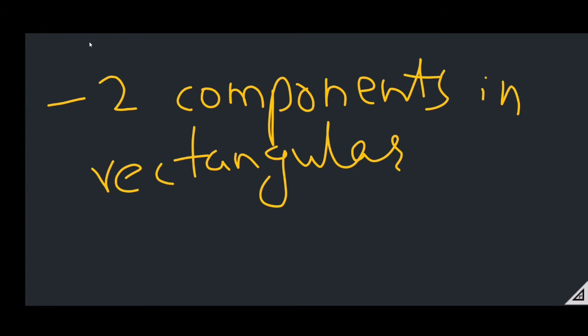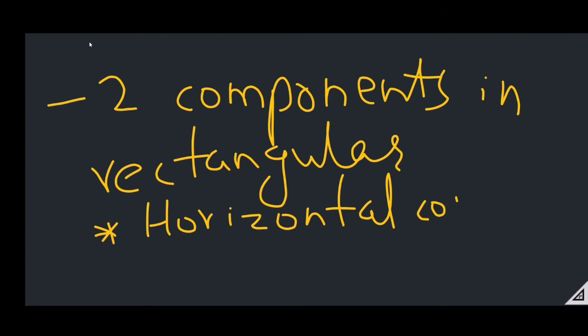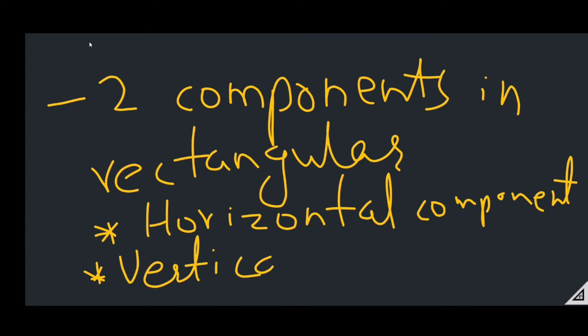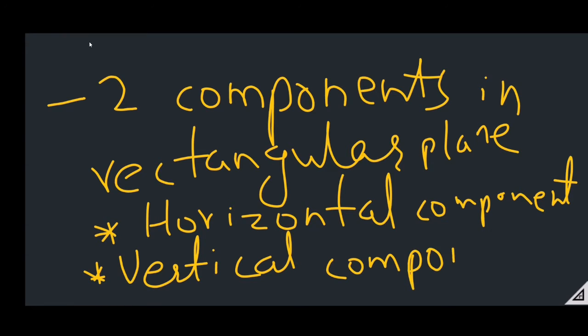One component is the horizontal component, which is along the x-axis. It can also have the vertical component, which is along the y-axis. So it can have two components in the rectangular plane: the horizontal component along the x-axis and the vertical component along the y-axis.